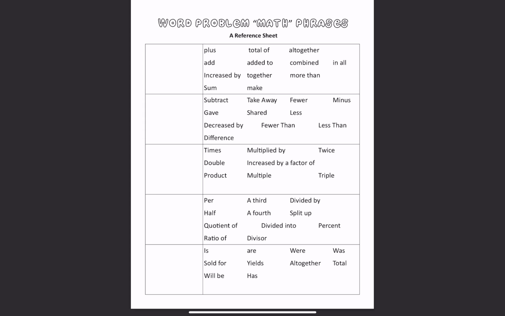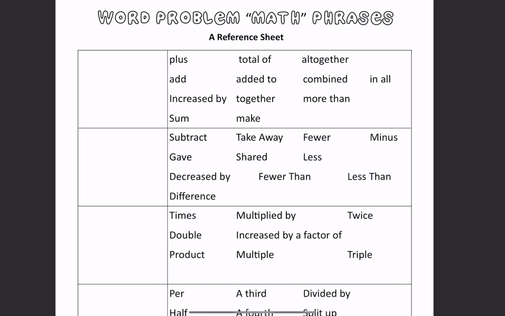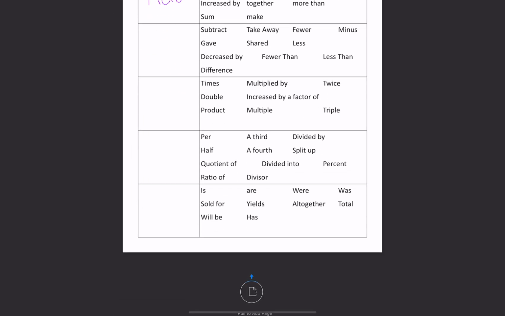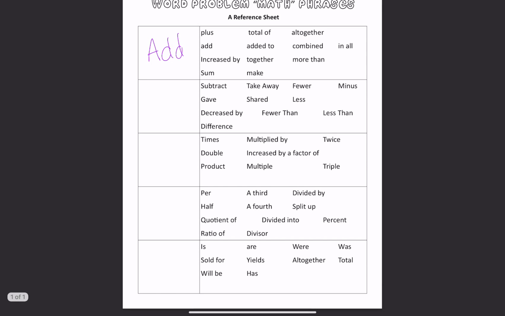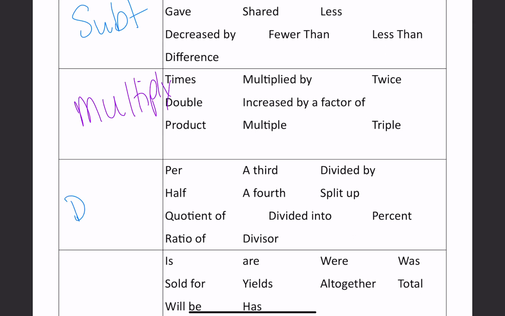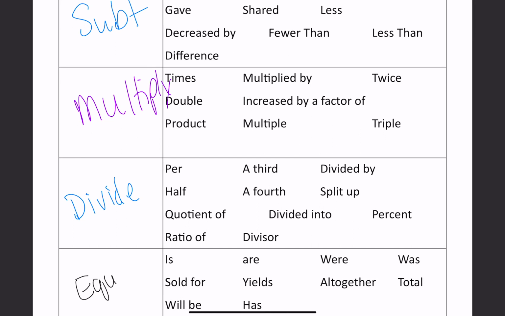All right, so before we get started with our notes for today, we're going to look at these phrases. The first set of phrases mean to add, okay? The second set of phrases means subtract. The next set of phrases mean to multiply. The third set of phrases mean to divide. And this last one means the equal sign. And these are super important.